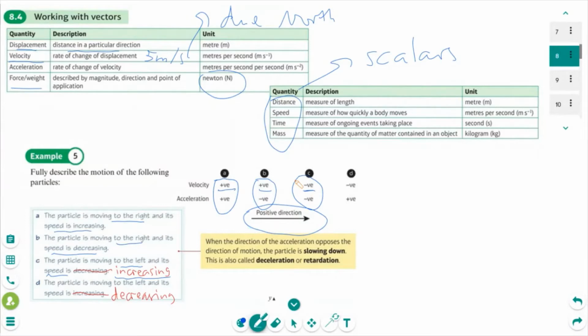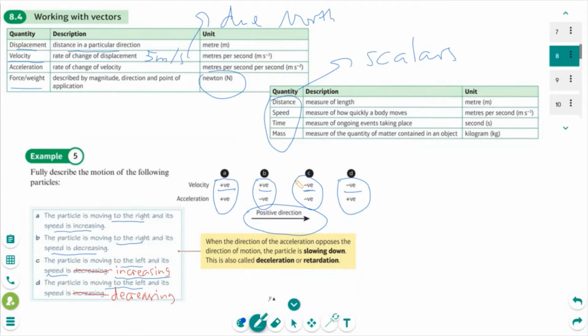Situation D, negative velocity. So the object is moving to the left, but the acceleration is the opposite sign. Okay, so that means the velocity is going to be slowing down. So the speed is decreasing. Those are the 4 different situations.